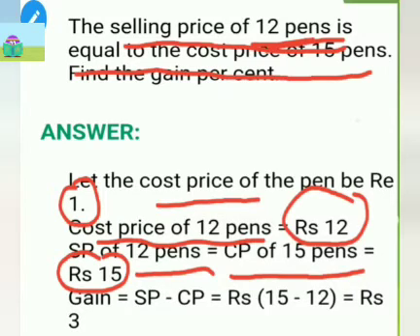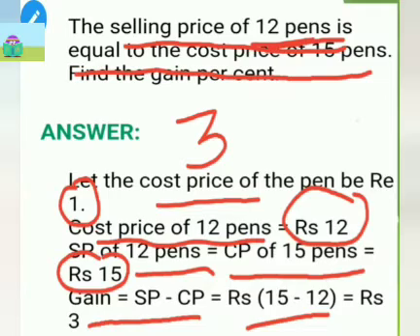So now you know the cost price of 12 pens and the selling price of 12 pens. Since there is a profit, we will calculate the gain here. Gain will be selling price minus the CP, which equals rupees 15 minus 12, that is rupees 3 here.